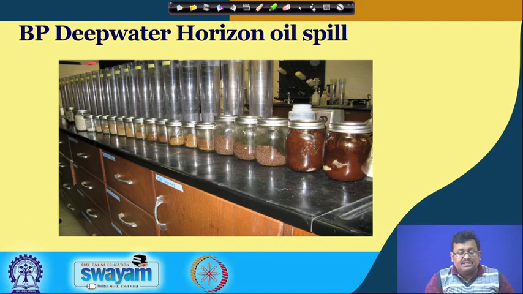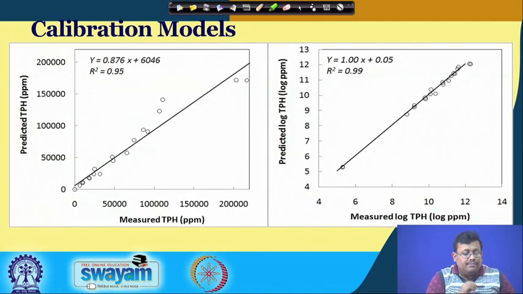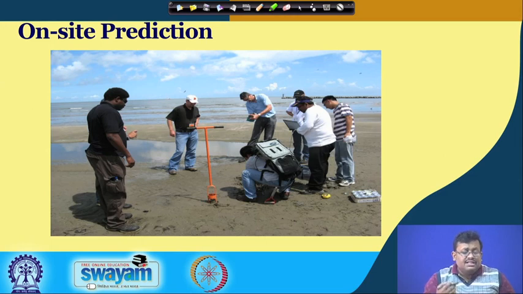These are actual samples. After collecting them, we scanned them with our spectroradiometer, and we used the prediction model, and you can see we are getting R square values of 0.95 to 0.99. So that shows the effectiveness of our technology. And also we gave some on-site predictions for predicting soil arsenic and soil petroleum contamination.